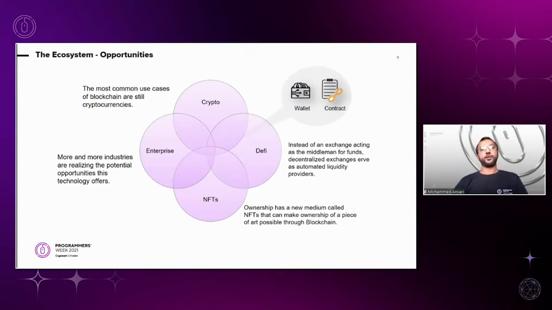Now, apart from crypto, there are two other important things in this ecosystem of opportunities. One of the most talked about things is DeFi, which is decentralized finance. We are going to have a detailed look at this in some time. And then we have something called non-fungible tokens.